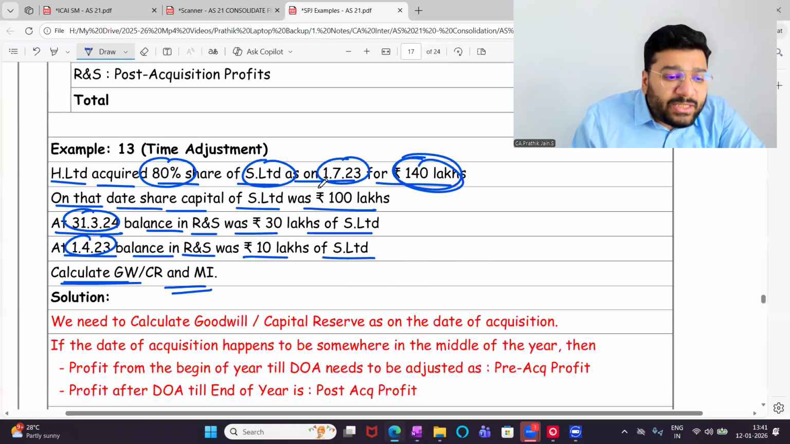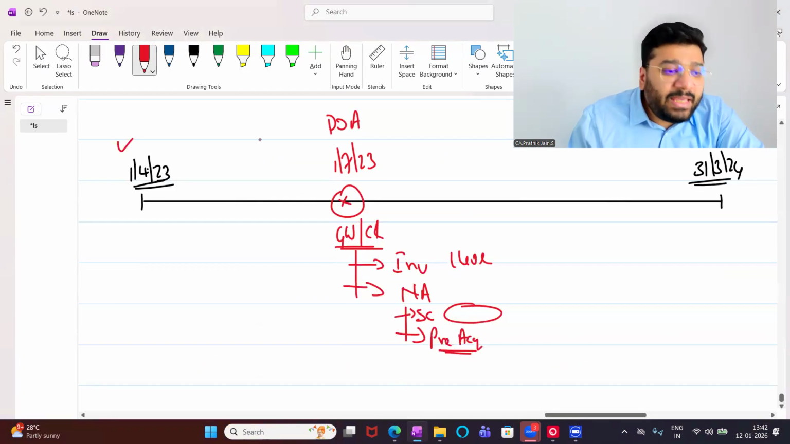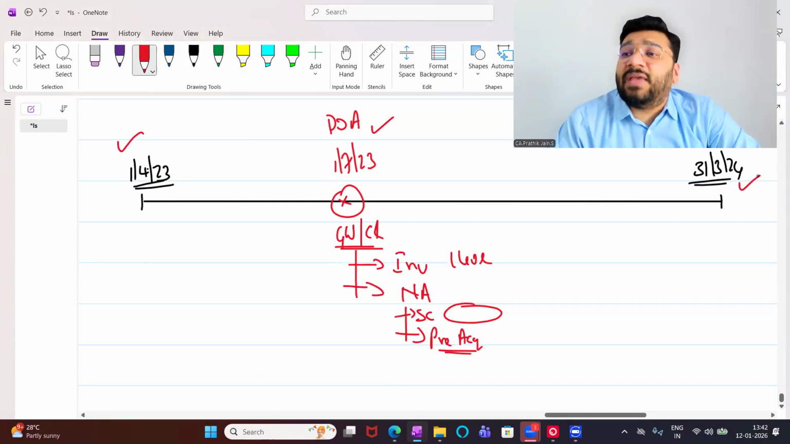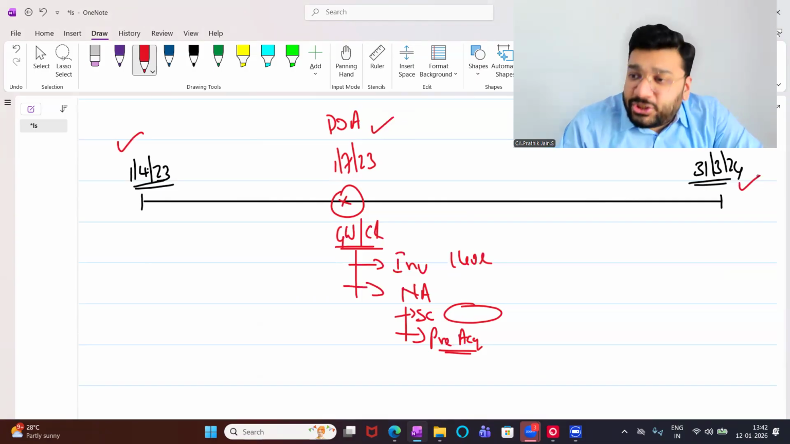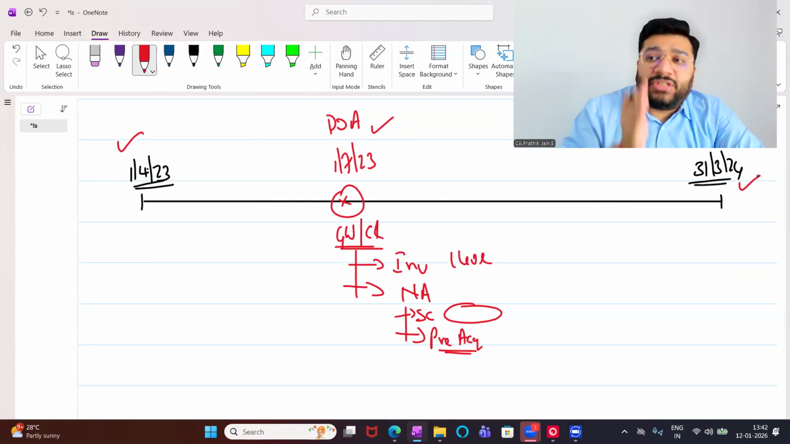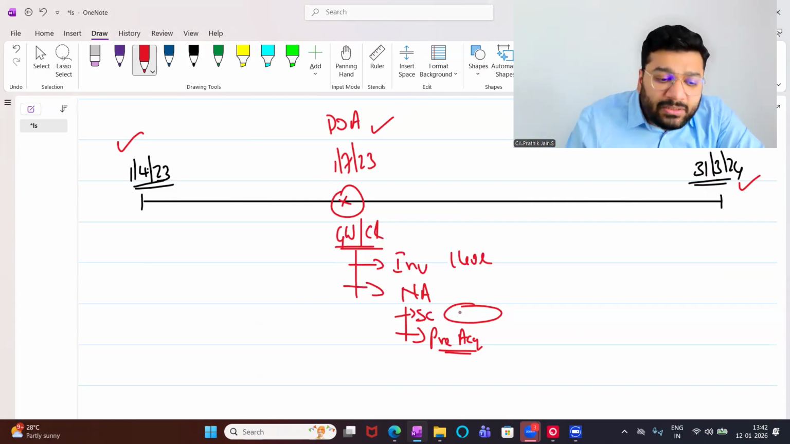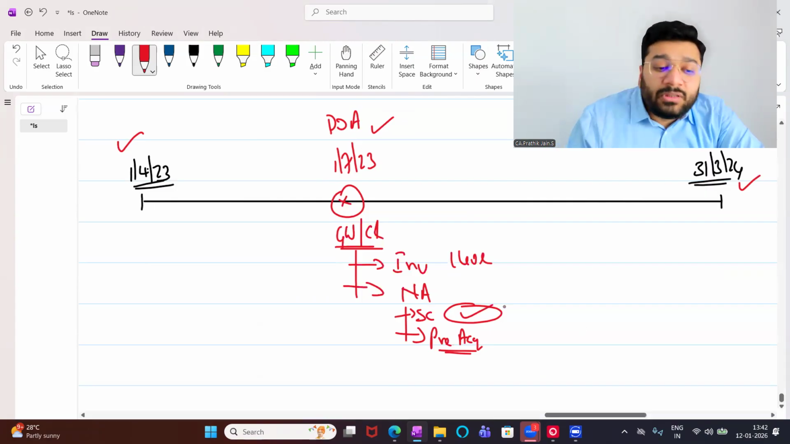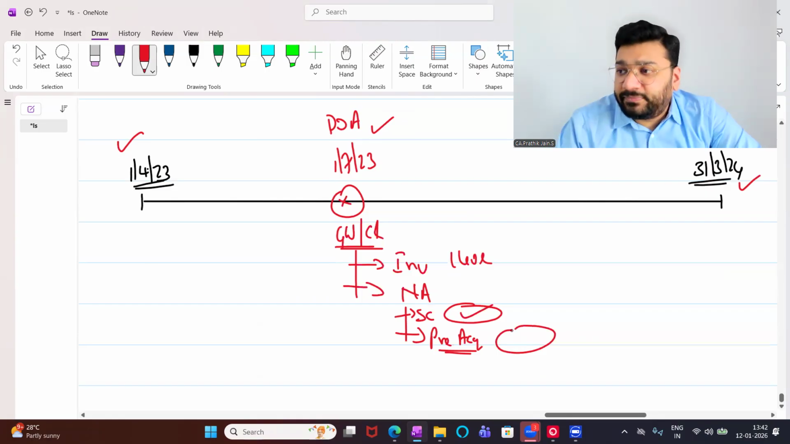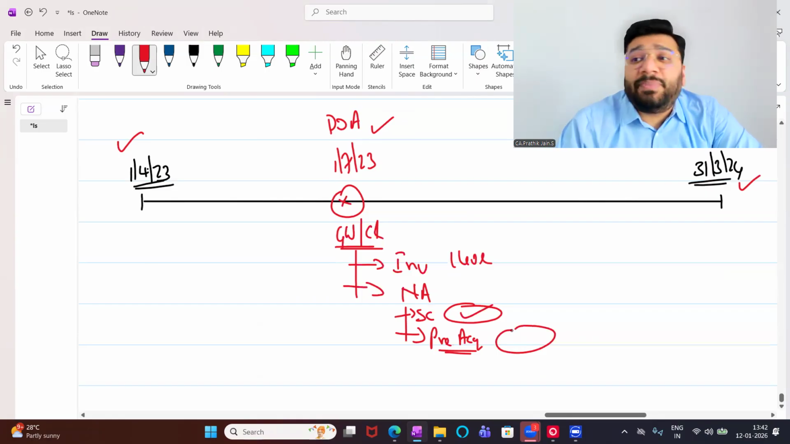Share capital, no problem, because whatever the share capital in the beginning of the year, same thing is going to be on 1/7/23, and the same at the end of the year, unless we have a new issue of shares or bonus issue. Except in that scenario, share capital will remain even throughout the year. So I have no problem with share capital. The problem comes in pre-acquisition profit. My question to all of you, what is the pre-acquisition profit?